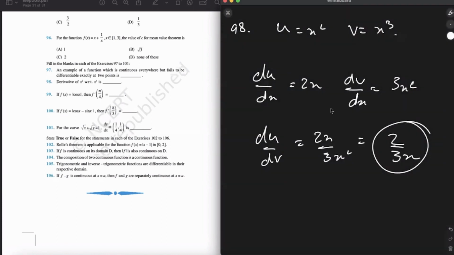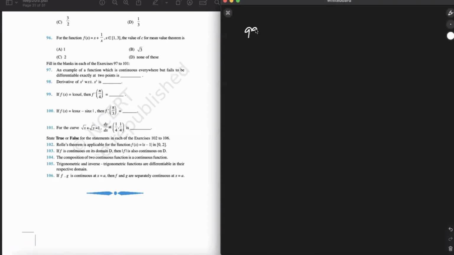Moving on. Question number 99 has given to us that f(x) is equal to mod of cos x, and then we have to find f dash pi by 4. Okay, so for 0 to pi by 2, cos x is positive, so I can remove this mod.